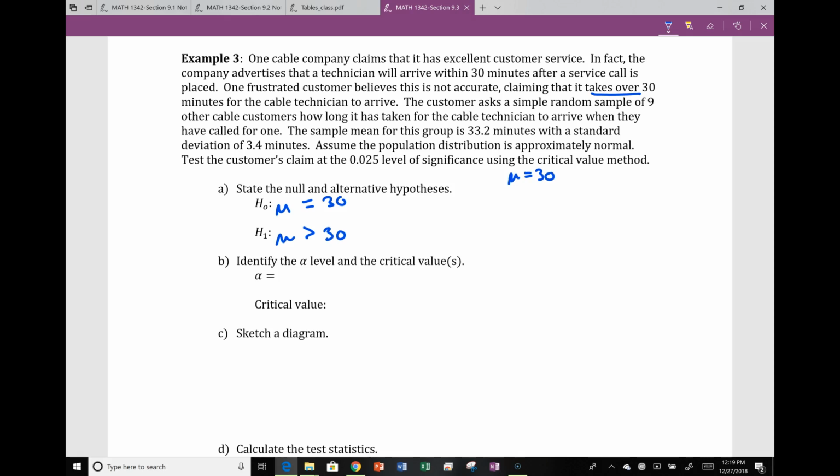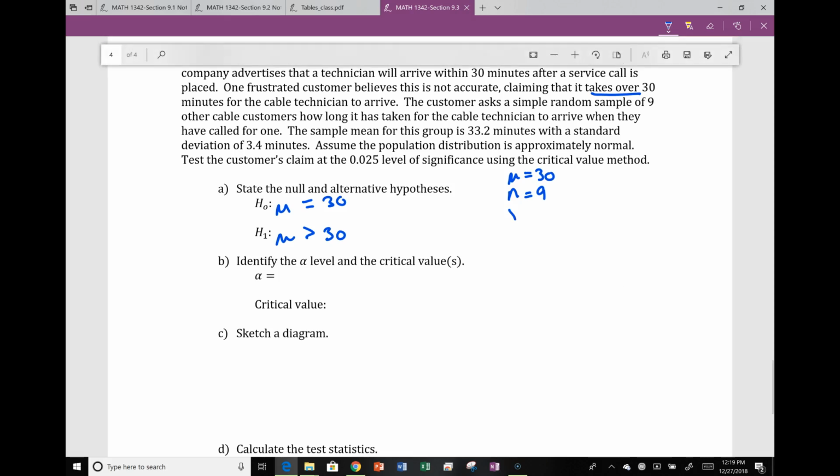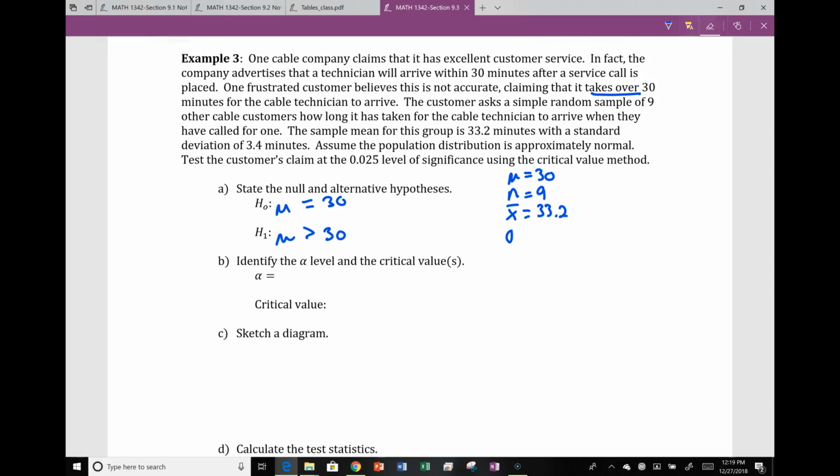The customer asks a simple random sample of 9, so n is 9, other cable customers how long it has taken for the cable technician to arrive when they have called for one. The sample mean for this group is 33.2 minutes with a standard deviation. Now notice it says standard deviation, but it does not state population standard deviation. This is strictly the sample standard deviation. So the sample standard deviation is 3.4.